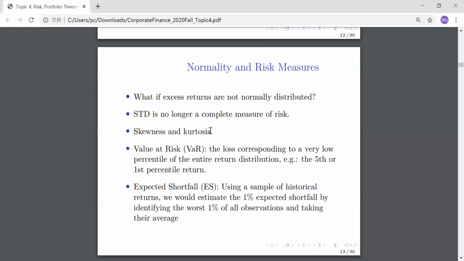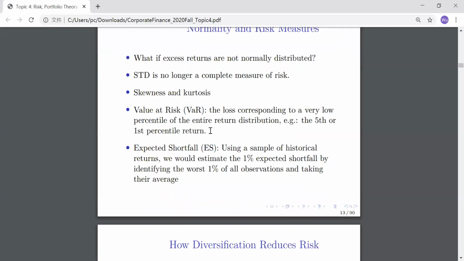So in that case, they allocate more probability mass to the two extreme ends of the distribution. These two are the parametric estimation of returns that do not follow the normal distribution. We can also have two non-parametric estimations, right? One is called value at risk.